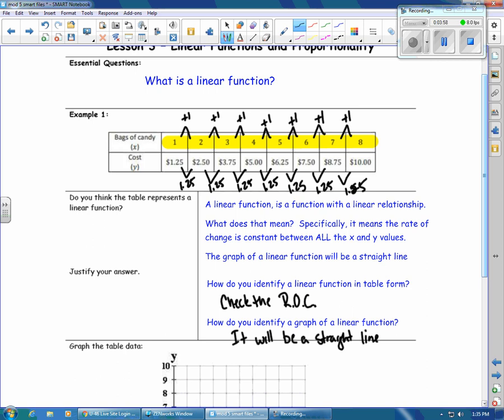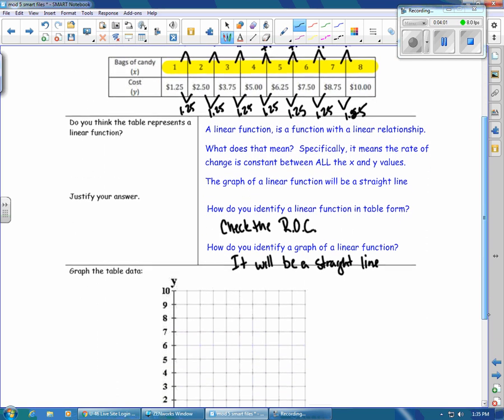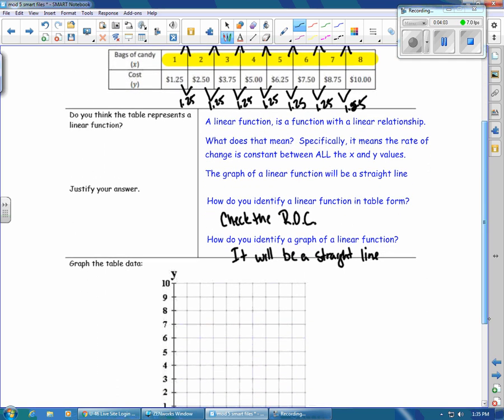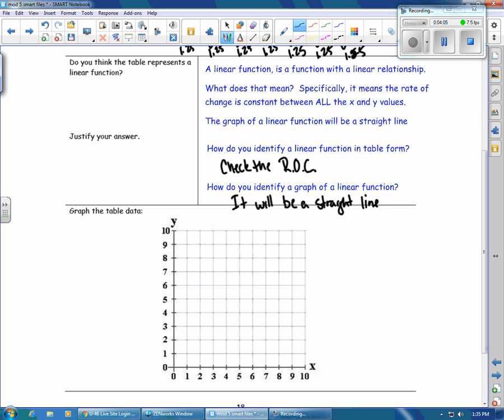Okay, so now we're going to graph the table data. If we don't buy any bags of candy, it's not going to cost us any money. If we buy one bag of candy, I should label this. This should be labeled: bags of candy. And this is cost. Your x and your y axis should always be labeled with what's going up and what's going across. So if I buy one bag of candy, it's going to be $1.25, about there.